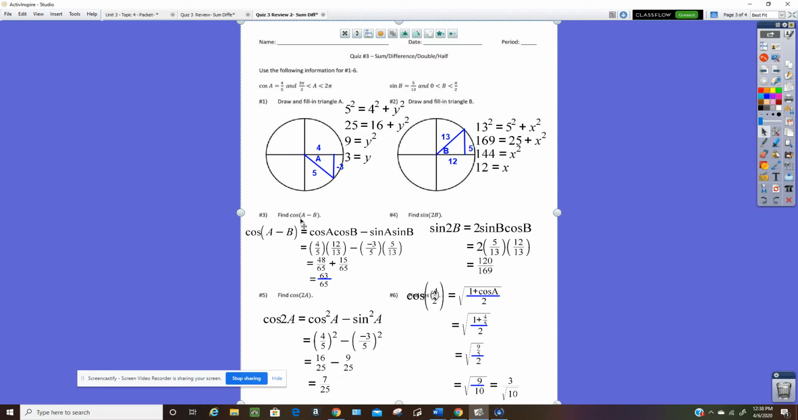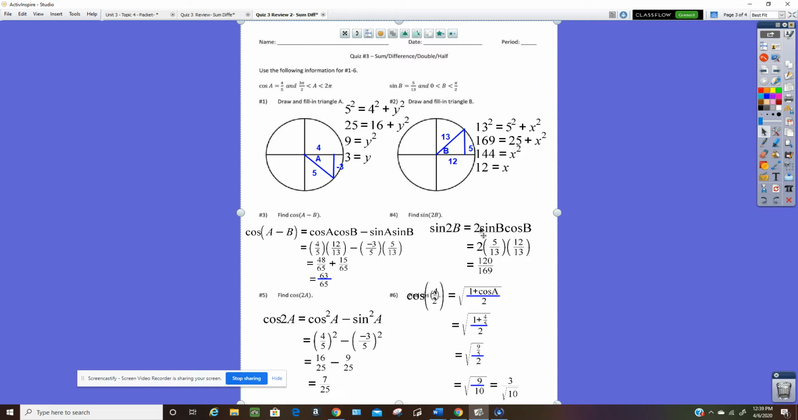So down to number 3, the cosine of A minus B from the identity sheet is cosine A cosine B minus sine A sine B, and then just plugging in for each of these. Cosine of A is 4/5. Cosine of B, that's 12/13. Minus sine of A would be negative 3/5, and then sine of B is 5/13. Multiplying these together, 48 over 65, and then minus a negative 15 over 65 becomes plus 15 over 65. You get 63 over 65.